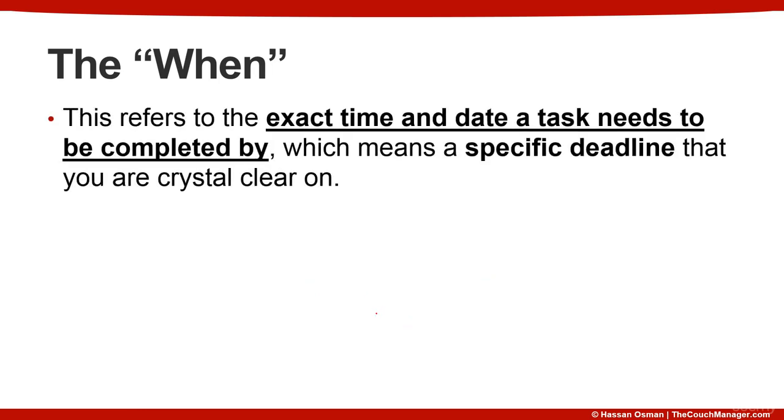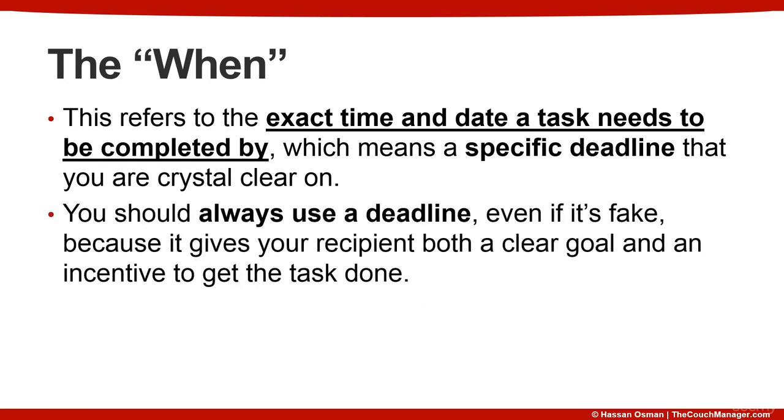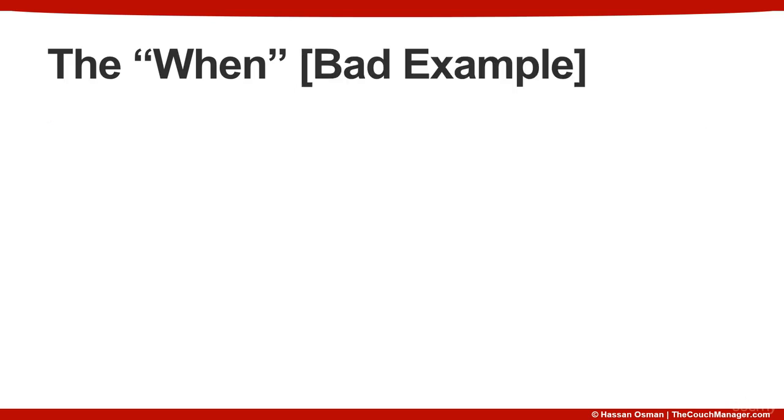The third and final W is the when. This refers to the exact time and date a task needs to be completed by, which means a specific deadline that you're crystal clear on. And you should always use a deadline, even if it's fake, because it gives your recipient both a clear goal and an incentive to get the task done.